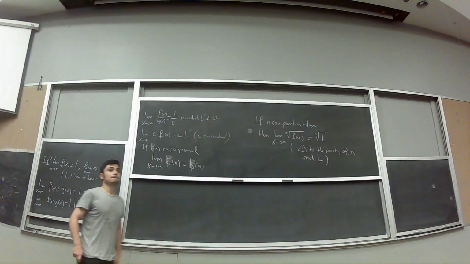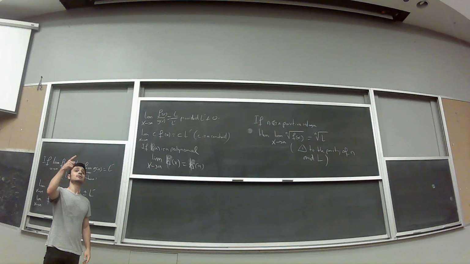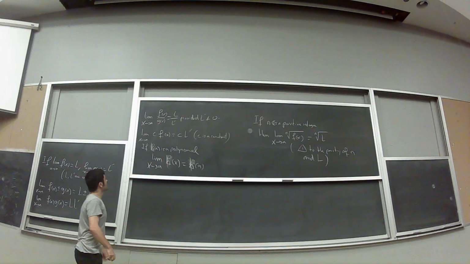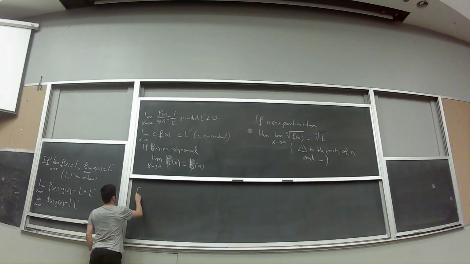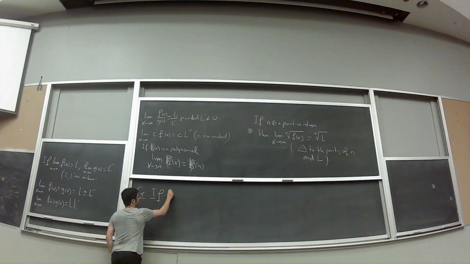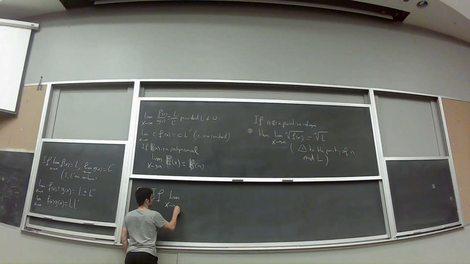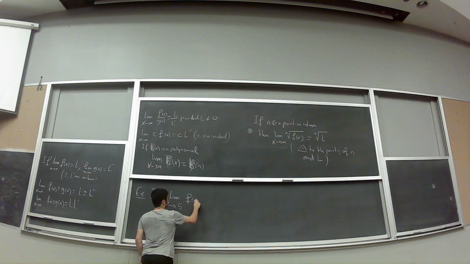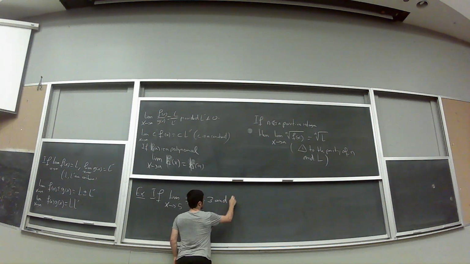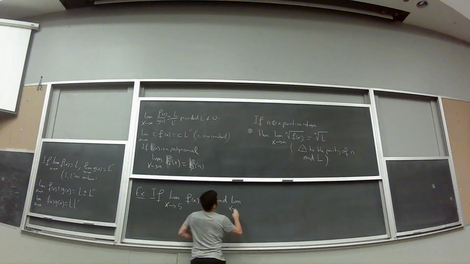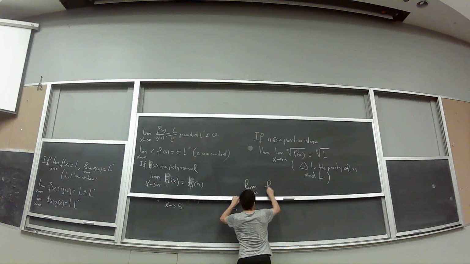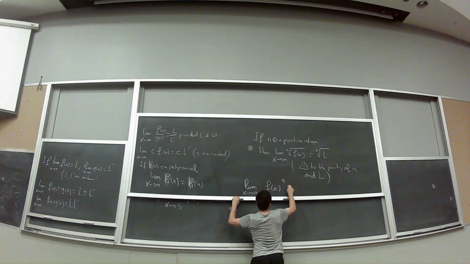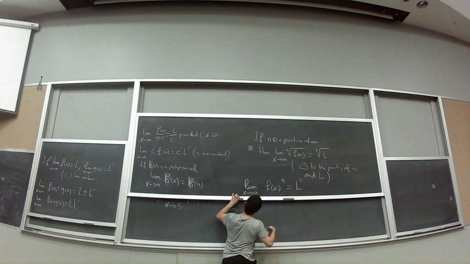Great. May I help you? No? It's good? Okay, great. Now let's do an example, or an important example. Oh, I forgot one as well. I forgot one. The limit as x approaches A of f of x to the n is L to the n, okay?